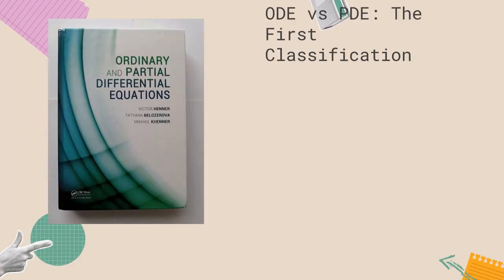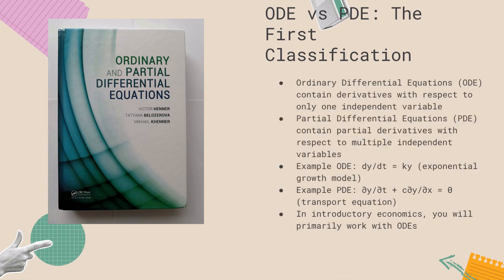The first classification is between ordinary differential equations, or ODEs, and partial differential equations, or PDEs. ODEs have derivatives with respect to only one independent variable. PDEs use partial derivatives with respect to multiple independent variables. In introductory economics, we mainly focus on ODEs.